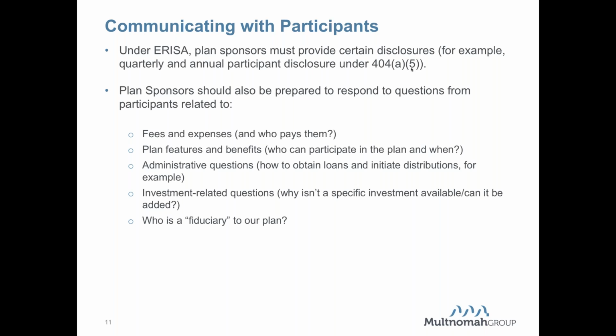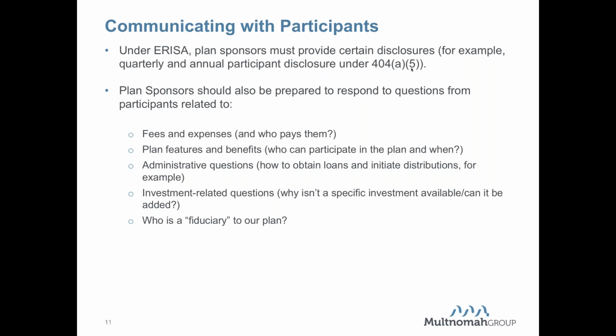So with that being said, I'll move on to our next tip that we wanted to cover today, which is about communicating with participants. We know that under ERISA, plan sponsors have certain things that you have to do to communicate with participants. These are requirements under the rules, like sending out your participant disclosures quarterly and annually under 404(a)(5). You also have responsibilities to provide things such as the summary plan description. Those are things that you have to do, that's not optional.